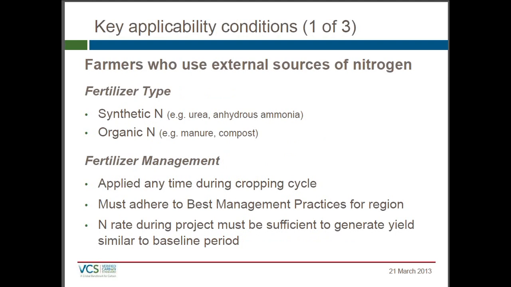Fundamentally, the protocol is geared towards farmers who currently use external sources of nitrogen to fertilize their crops. The fertilizer types that are eligible are synthetic and organic, with all N inputs considered equal on a mass basis, irrespective of their source. With regards to fertilizer management, the fertilizer can be applied at any time during the cropping cycle, for example, before, at, or after planting. The application is in effect calendar year agnostic. Nitrogen fertilizer application management must adhere to the appropriate best management practices, the BMPs, of the region. And that includes the timing, the placement, and formulation of the fertilizer. And also the N rate applied during the project period must be sufficient to generate yields similar to the baseline period. To demonstrate that, this will entail either a proven consistency with the most recent state or regional nitrogen rate recommendations, or a certification to that effect provided by a professional crop advisor. Next slide, please.